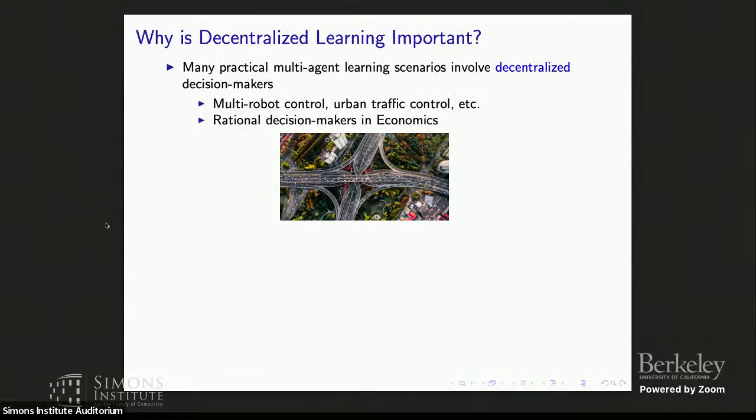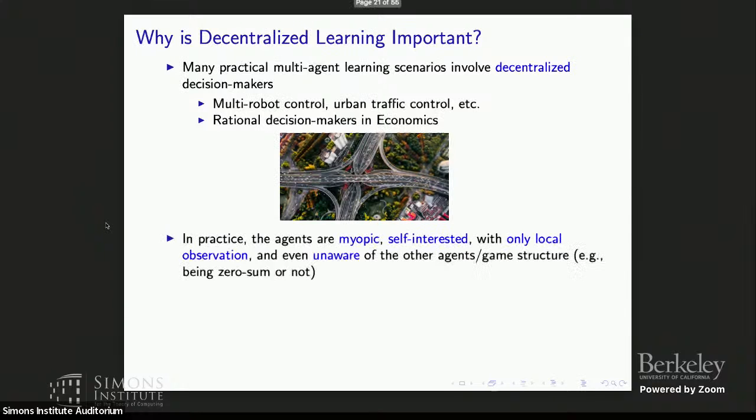Before diving into the details, let's see why decentralized learning is an important problem. If you consider many practical multi-agent learning scenarios, they involve some decentralized decision-making, such as controlling robots or urban traffic control problems. It is also a very natural assumption in economics, where we model rational decision makers. In practice, the agents are myopic and self-interested, sometimes they only have local observations, and oftentimes they are not even aware of the existence of other agents, or of the structure of the game, for example, whether the game is zero-sum or not.